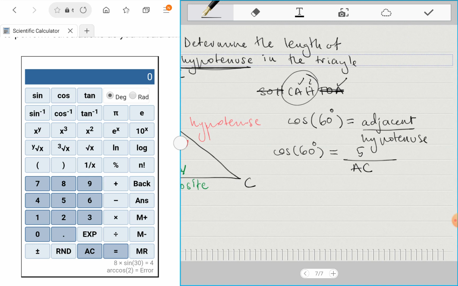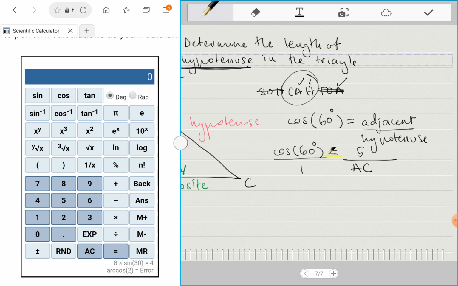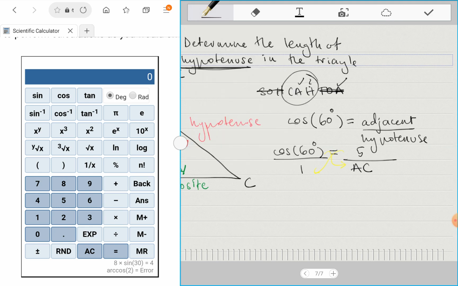Okay, so we're going to do the same thing we did before, and we're going to cross multiply. Okay, I hope you guys understand fractions. Okay, we're going to cross multiply, so it's going to be cos 60 times AC. All right, so let's times that in. So say AC times cos of 60 is equal to 5 times 1, which is just 5.